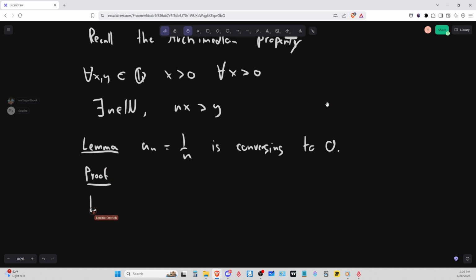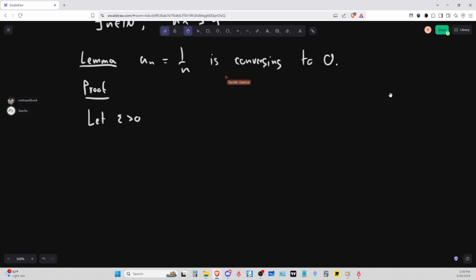So let epsilon be greater than 0. Okay, so we want to show that a_n is converging. So maybe I will just restate the goal.